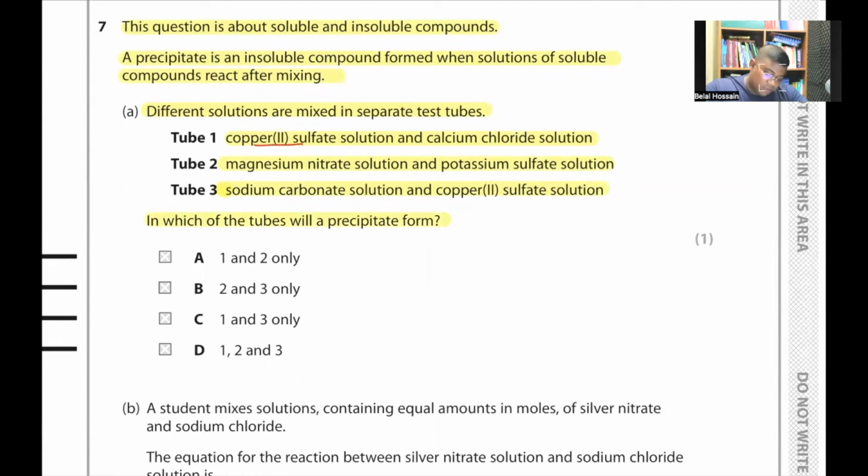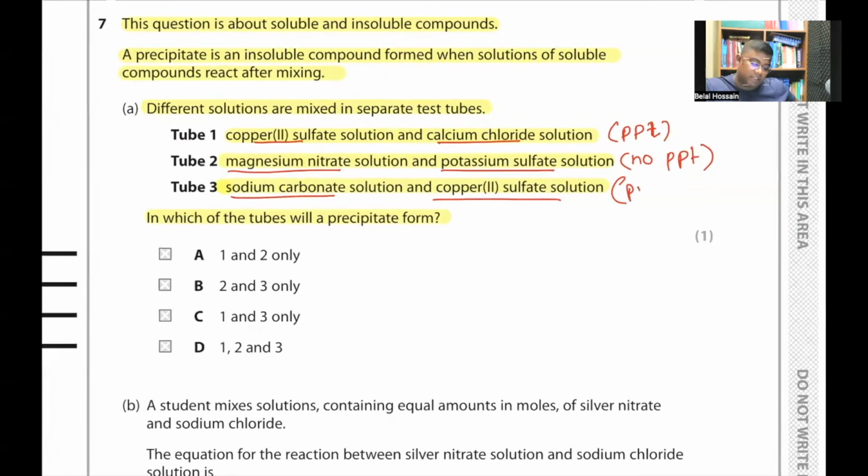If we add copper II sulfate to calcium chloride, we are going to get calcium sulfate and copper II chloride. Copper II chloride is soluble, calcium sulfate is insoluble, so we will see a precipitate here. Magnesium nitrate added to potassium sulfate: magnesium sulfate and potassium nitrate are all soluble, so there will be no precipitate. When sodium carbonate is added to copper II sulfate, copper II carbonate is insoluble, so there will be a precipitate. So 1 and 3, C will be the correct answer.